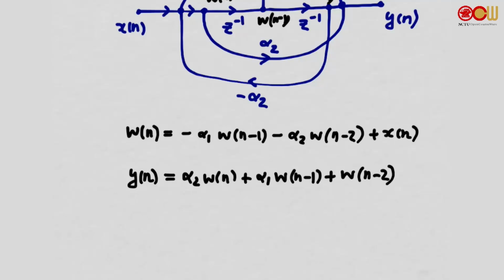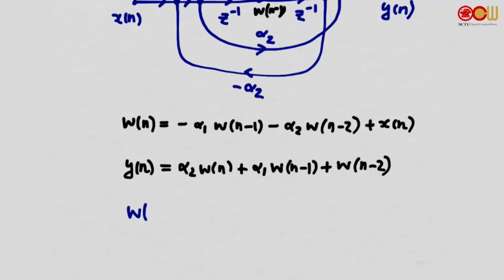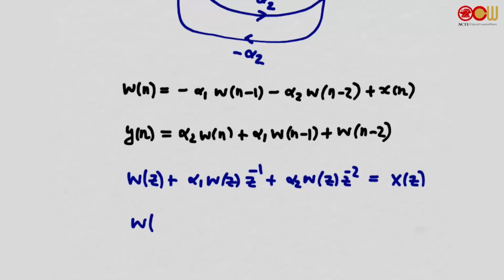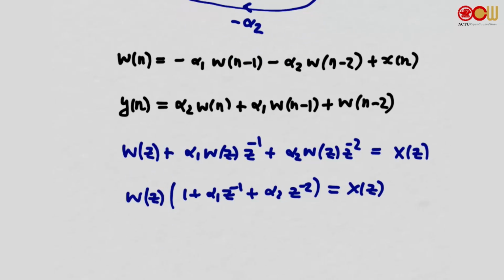Now we have two difference equations. We can apply the z-transform to the difference equations and see if we can get the system function from here. If we apply the transform to the first difference equation, we get W(z), and then we also have a term that is alpha 1 W(z) with the z inverse. And we also get alpha 2 W(z) with z to the minus 2 for the 2 delays. And then we get X(z). We can move these W terms to the left hand side and we get plus here, and this is equal to X(z). Now we can pull out W(z) here, and we get 1 plus alpha 1 z inverse plus alpha 2 z to the minus 2, times W(z) equals X(z). So that's how w and x are related.